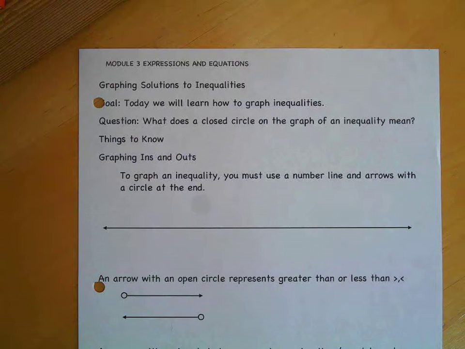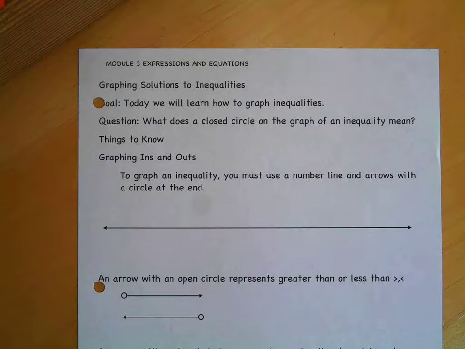In our previous lesson, we talked about what inequalities are, and we're remembering that inequalities means that they are not equal. They are less than, greater than, less than or equal to, or greater than or equal to, but they're not exactly equal. Our goal for today's lesson is to learn how to graph inequalities. The question that I want you to think about is, what does a closed circle on a graph of an inequality mean?